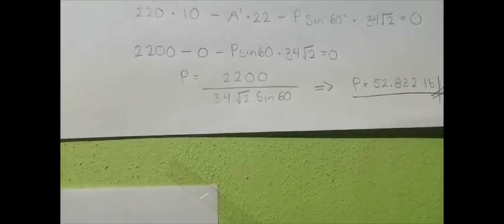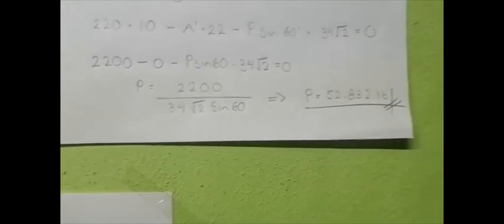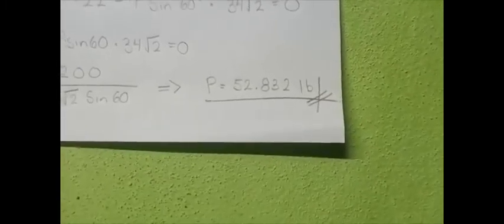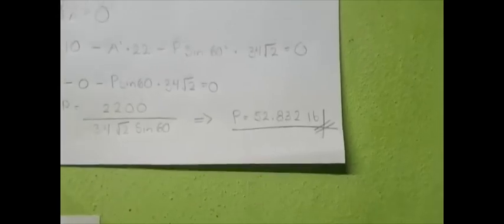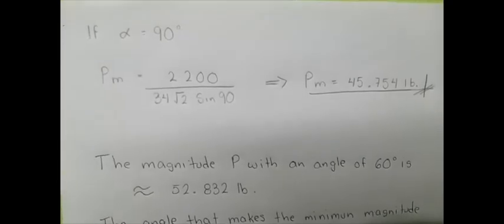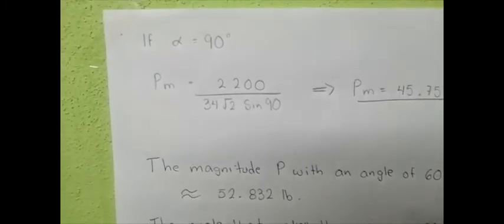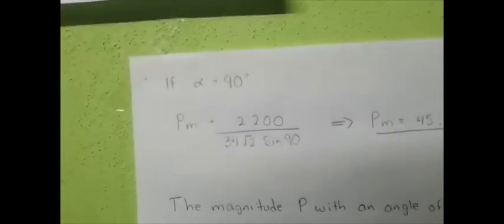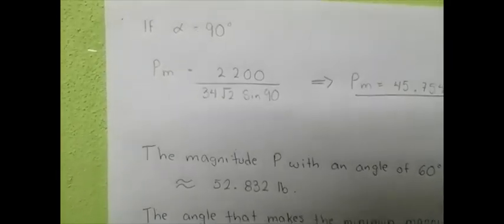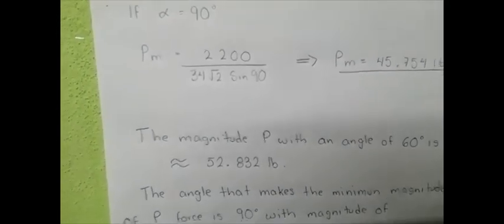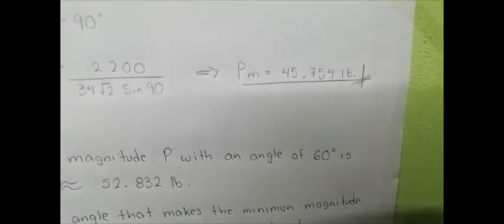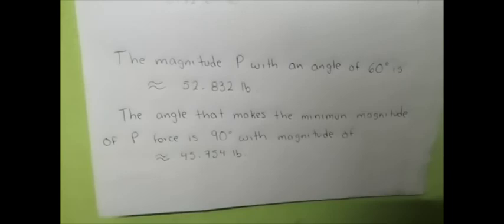So now for the next question, we have to calculate the minimum P for this problem. We use 90 degrees, as we can see, to get the minimum P, or the minimum magnitude of P. We use this formula: 2200 divided by 34 root 2 sin 90, and we got that P minimum is 45.7541 lb. So it's only a formula to use with the 90 degrees for the angle.